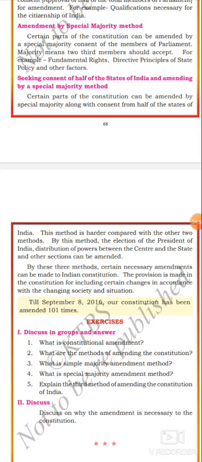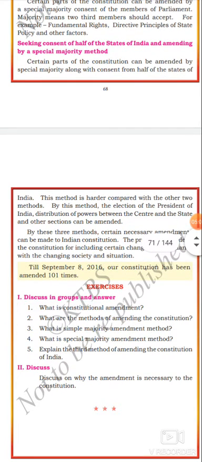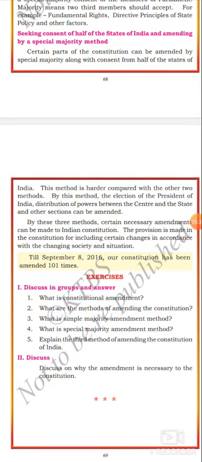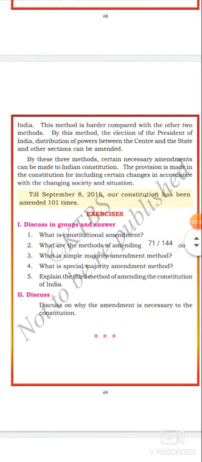This method is harder compared with the other two methods. Listen, the third method of amending the constitution is very hard. Harder means difficult compared to the other two methods. Got it? By this method, the election of the President of India, distribution of powers between the center and the state, and other sections can be amended. Got it? Under the third method, what amendments can take place? The election of the President of India, distribution of powers between the center and the state, and other sections can be amended. Got it?